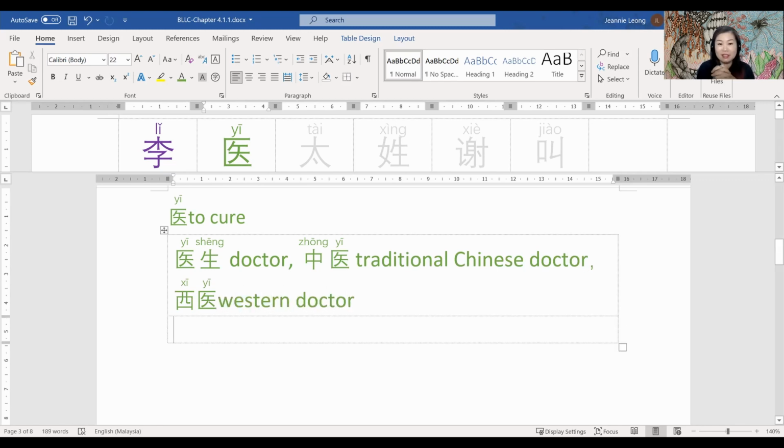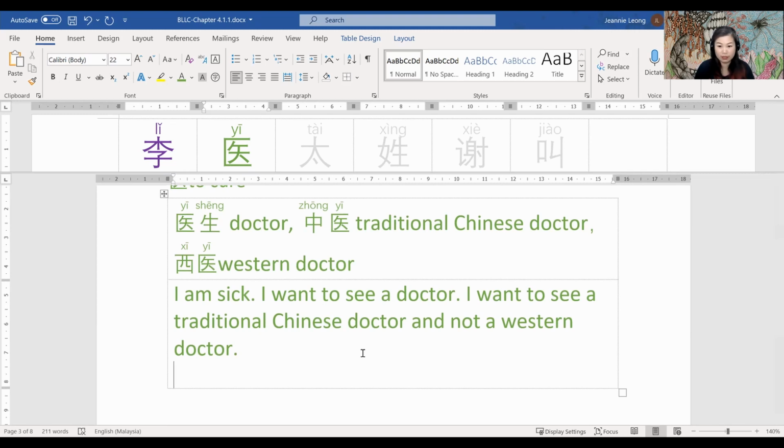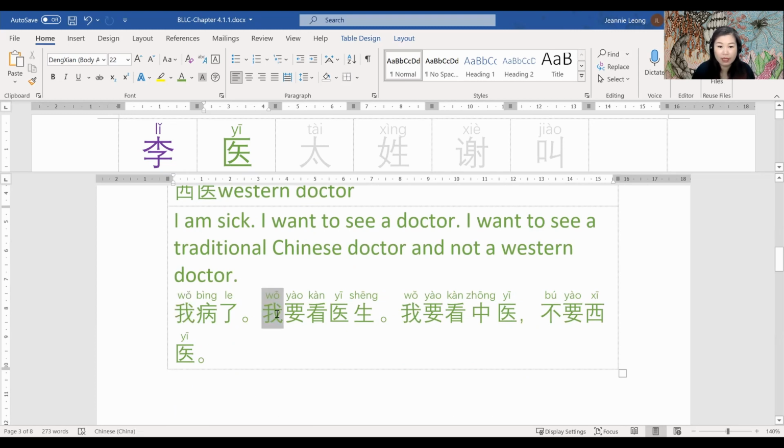Let's try and make a sentence out of this. I could say, I'm sick and I want to see a doctor. I could be sick and I need to get some help, and I'm very specific about which doctor I want to see. So in Chinese, this would be 我病了。我要看医生，我要看中医，不要西医。There we go. I have communicated the fact that I'm sick. I need to see a doctor, but I want to see a Chinese doctor and not a Western doctor.